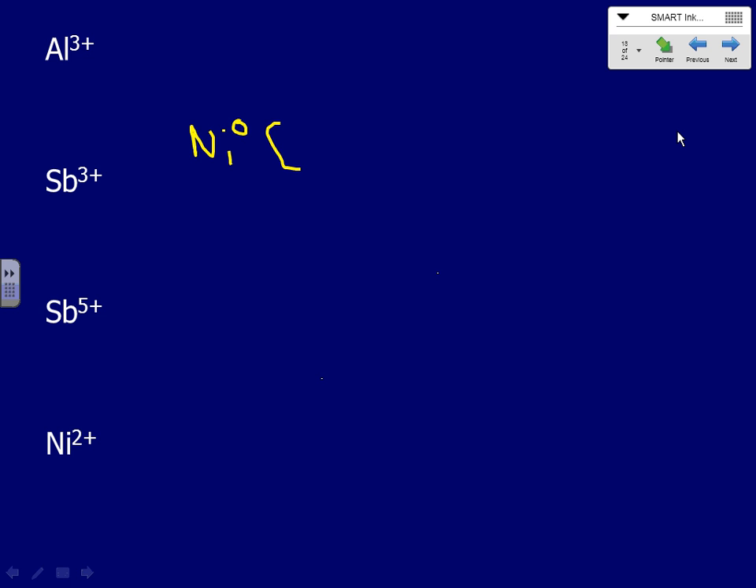Ni0. What did we say it was? Argon? Argon and 4s2 and 3d, how many? 8? 3d8? 3d8. And now we want to look at the nickel plus 2 charge. Nickel plus 2.